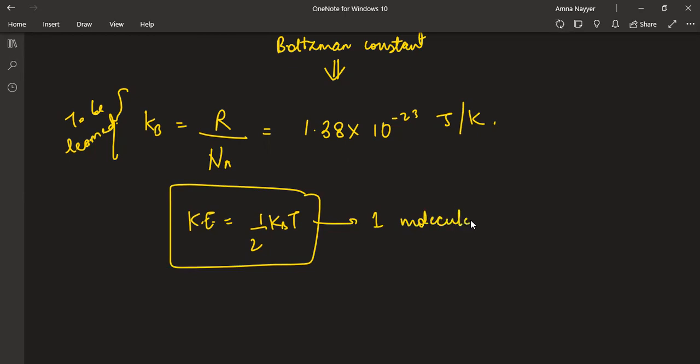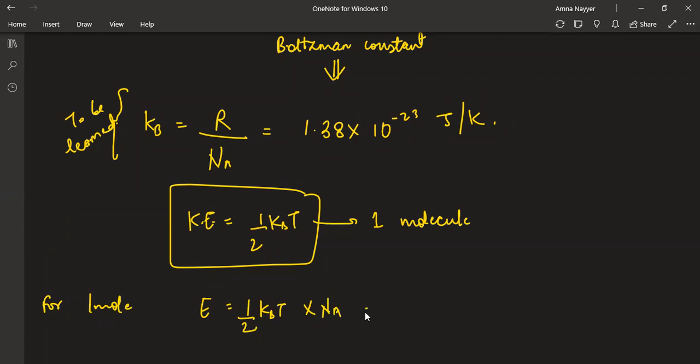This is valid for one molecule. If you have to write it for 1 mole, the energy will be half kBT multiplied by Na. For 1 mole, you multiply by Avogadro's number.